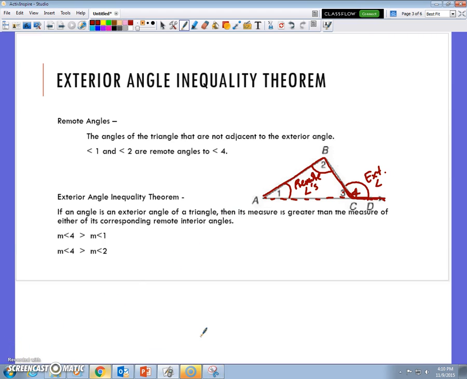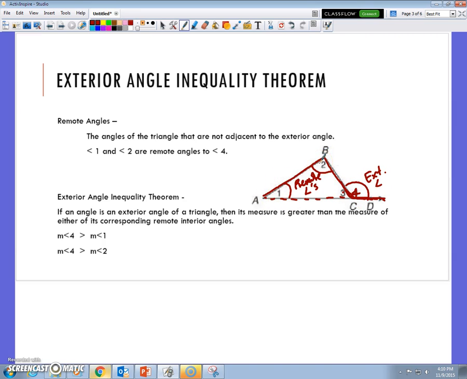If an angle is an exterior angle of a triangle, then its measure is bigger than the measure of either of the corresponding remote interior angles. So what that's saying is that angle 4 is guaranteed to be bigger than either angle 2 or angle 1. Angle 4 is guaranteed to be bigger.